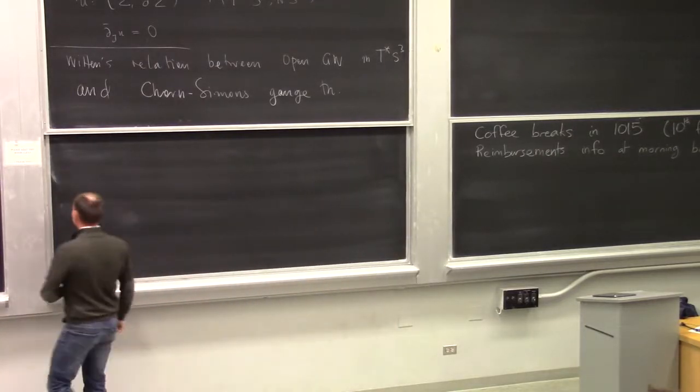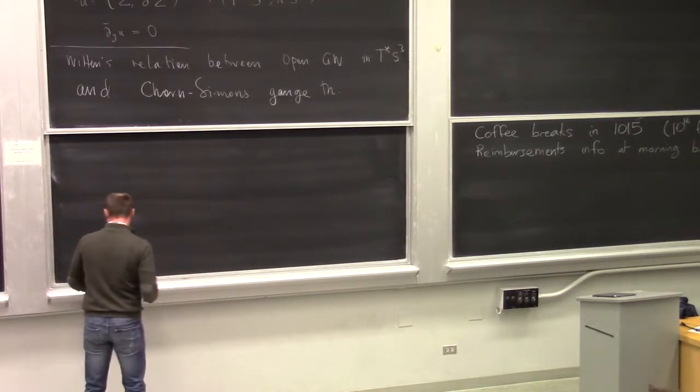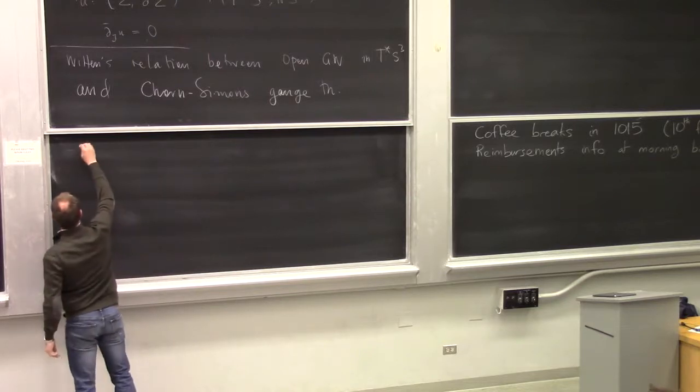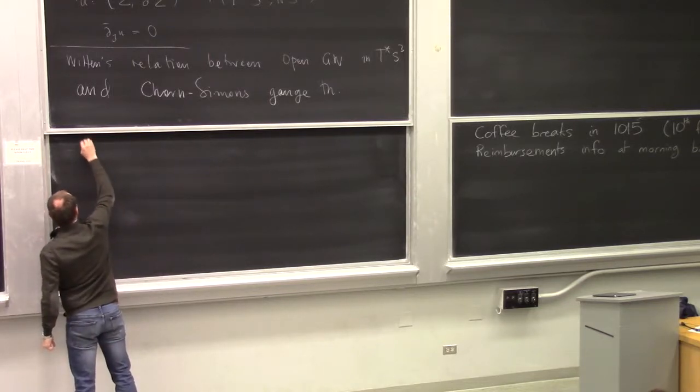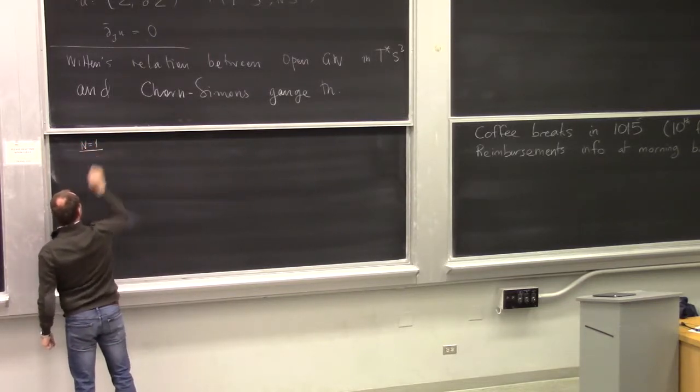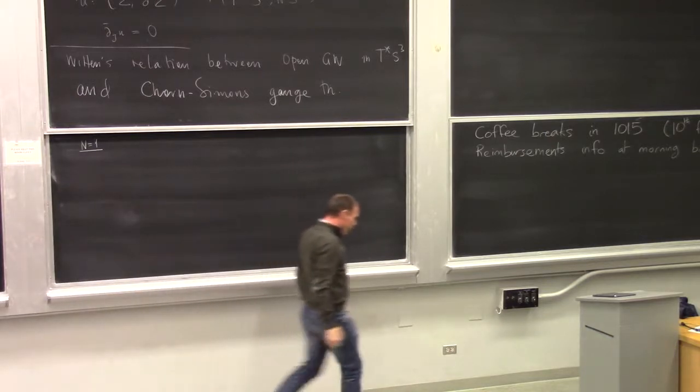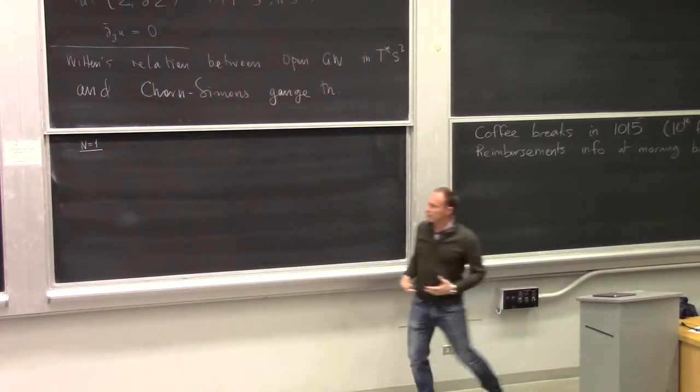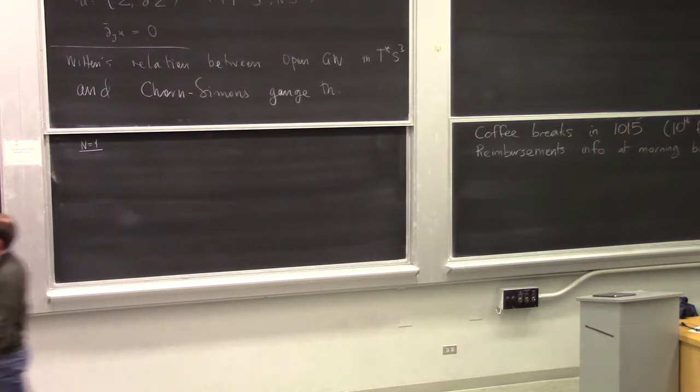Okay, so let's see. Let's look first at n equals 1. And maybe let's take the case when we actually have some curves. It's difficult. I will come back to the S3 case, but it's easier to think about this case. So we have some curve sitting between the LK and the S3 boundary.